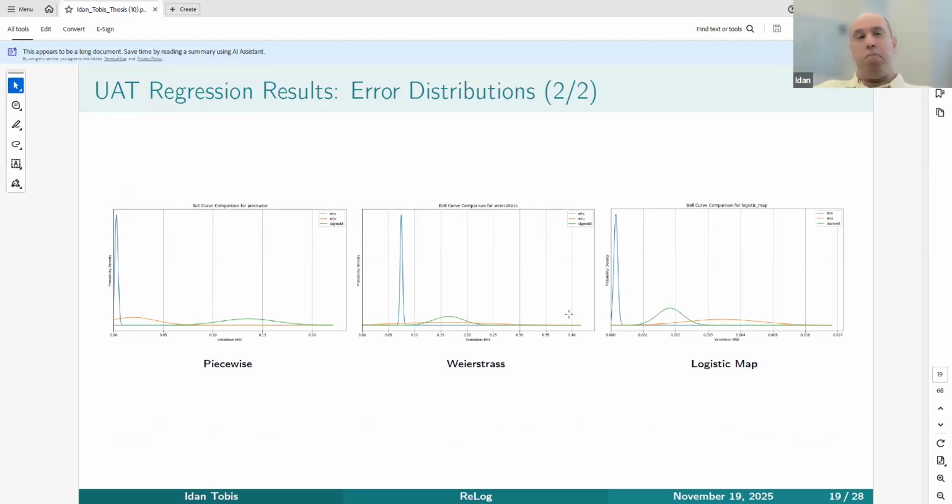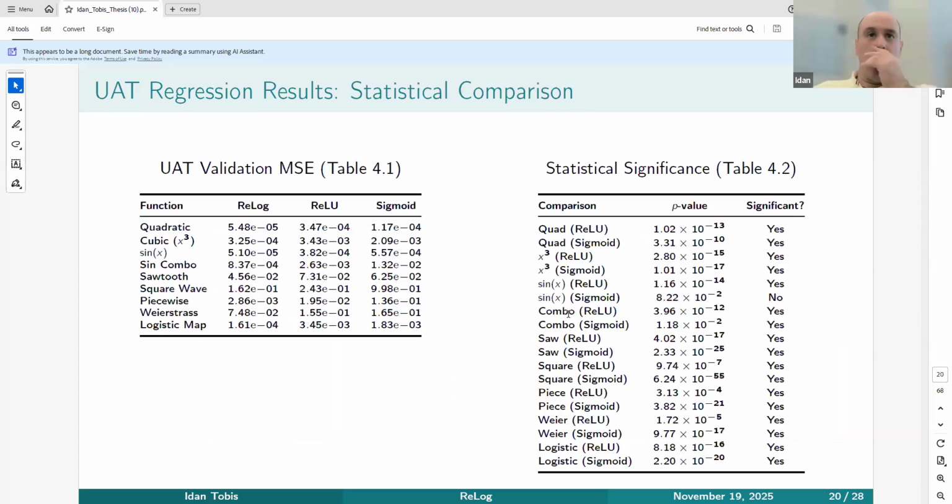And these are the graphs, but let's look at the numbers. So we can see that in all cases, the MSE in ReLog was much lower than that of ReLU and sigmoid. In some cases, by a lot, I don't know, by tens or hundreds or even thousands.